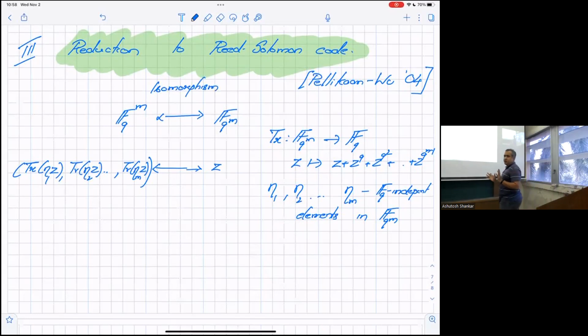We did all of this when we talked about BCH codes. We did it for the specific case q equal to 2, but nothing in that was actually specific to q. It worked for arbitrary q. So let's take this. Let's stare at this.